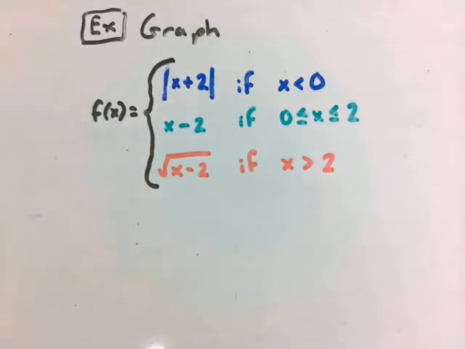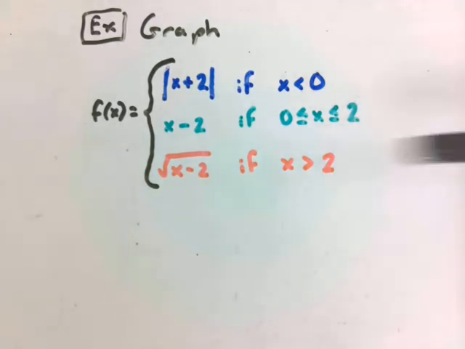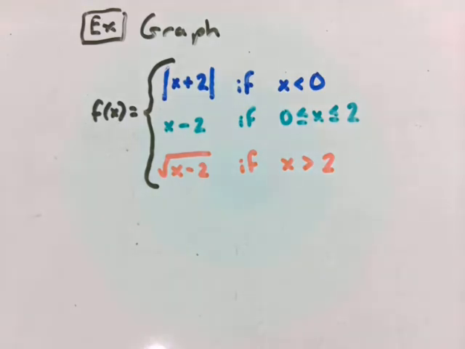For this problem, we are supposed to graph this function. This is a little different looking function than we usually have. We do have the f of x equals, but then there's three different parts to this. This is called a piecewise defined function. This graph is going to have three different pieces that we are going to have to graph.